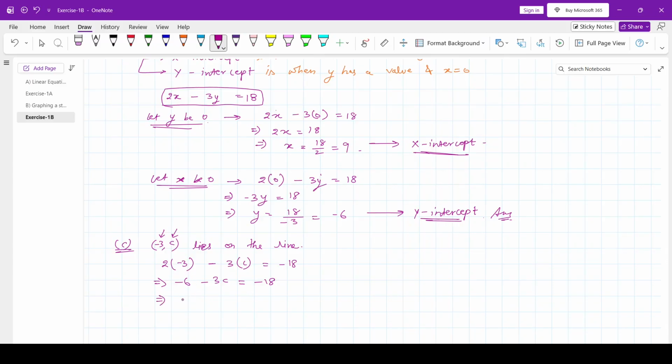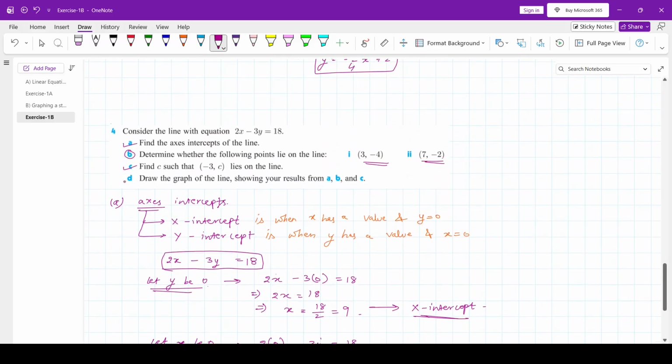Taking 6 onto the other side, we get minus 3c is equal to 18 plus 6. Taking this minus 3 onto the other side, we get the value of c. Solving this, we get 24, and minus 3 is going in the denominator. Minus cancels minus out, and we get c is equal to 4, and that is our answer.